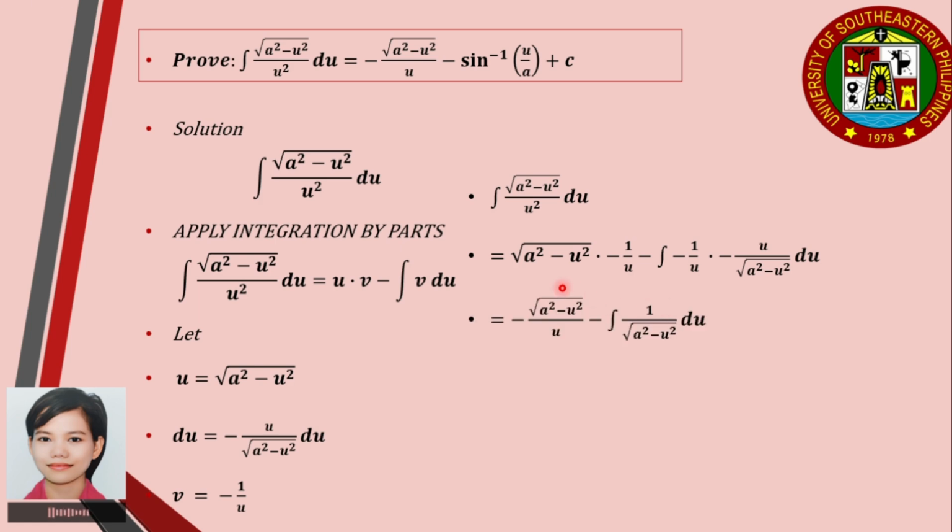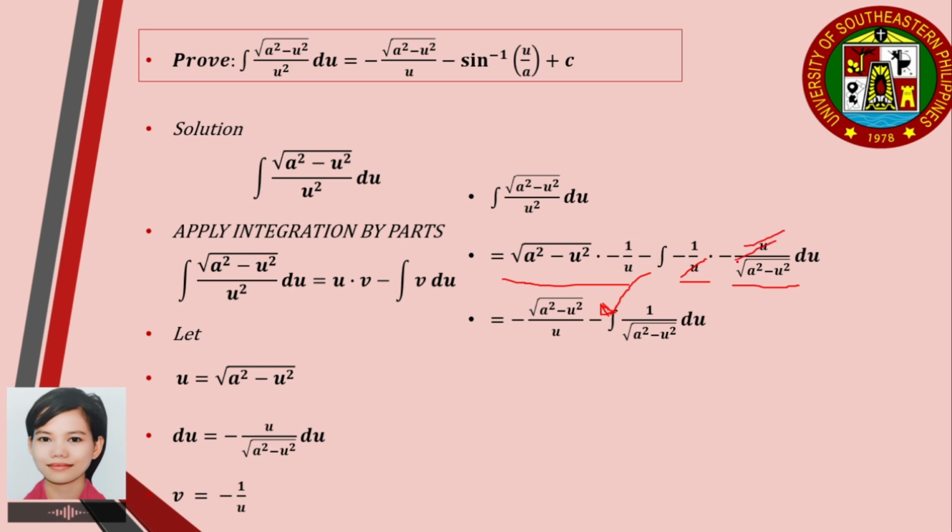So, many negatives. If we're going to simplify this one, positive times negative is negative, of course. So, the square root of a squared minus u squared all over u minus, since negative 1 over u times the negative of this part of the du gives a positive. So, we have the negative sign all over here. So, bring down the negative sign. We simplify this one. We can cancel out the u right here, if you already know the rules. So, 1 all over the square root of a squared minus u squared du.